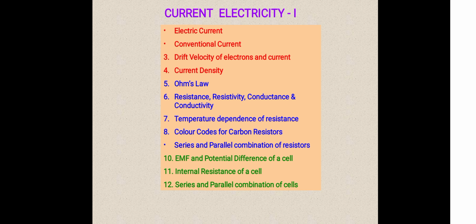So in this chapter, basically we discuss what is electric current, conventional current, drift velocity of electrons and current density, Ohm's law, resistance, resistivity, conductance and conductivity, temperature dependence of resistance, color codes of carbon resistors, series and parallel combination of resistors, EMF and potential difference of a cell, then internal resistance of a cell, and series and parallel combination of cells. So let's start.